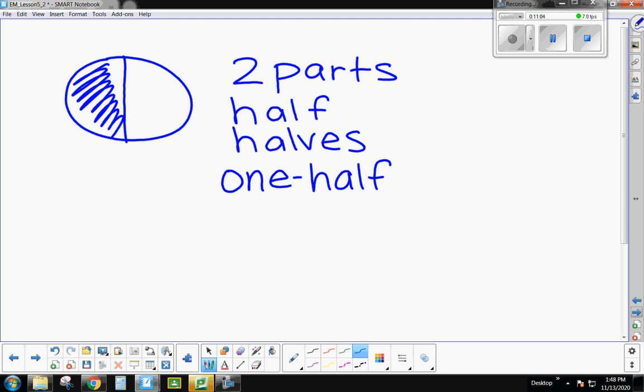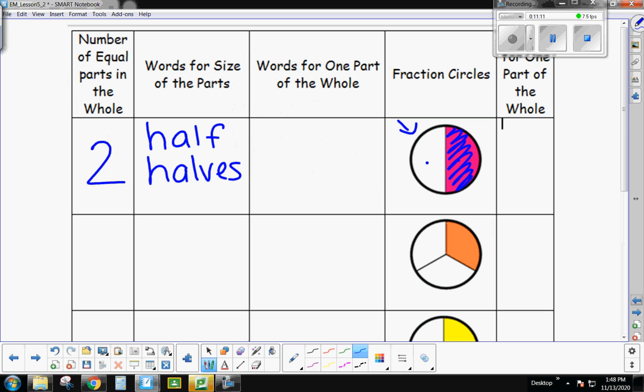And that's how we would say it as a word. So I want you to write it as words. So you're going to write 1/2. And then I want you to write what that would be called for one part of the whole. And so one part of the whole, we're going to go ahead and write this as a number, and that is 1/2, or 1 out of 2 pieces.